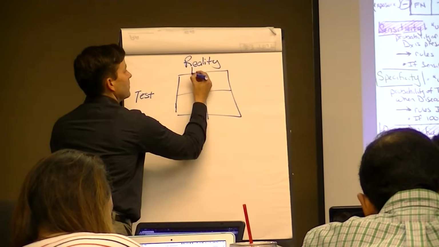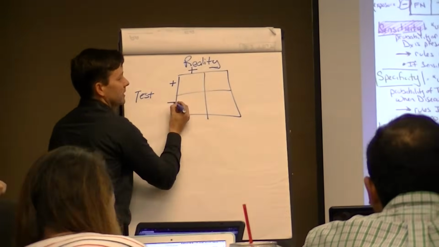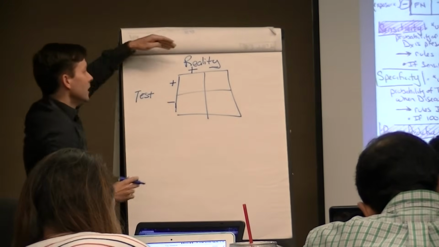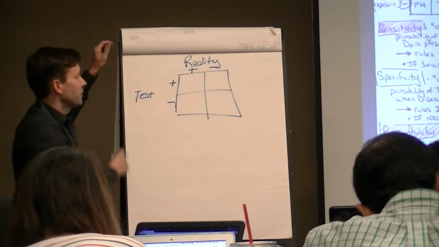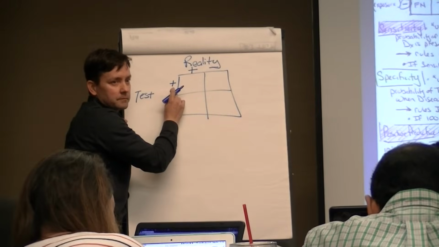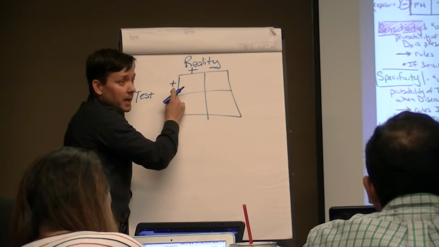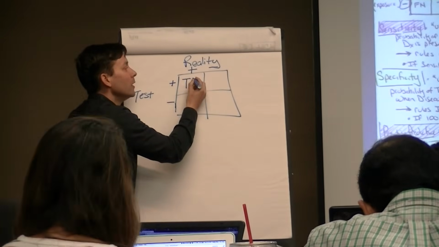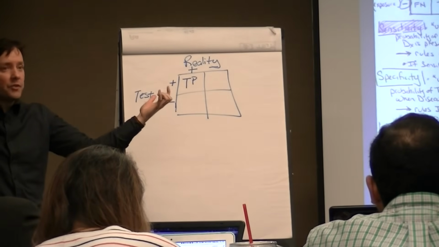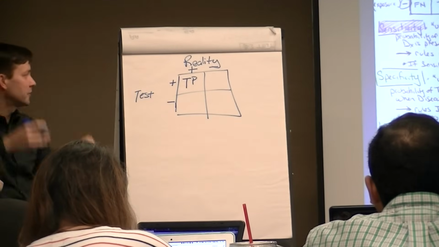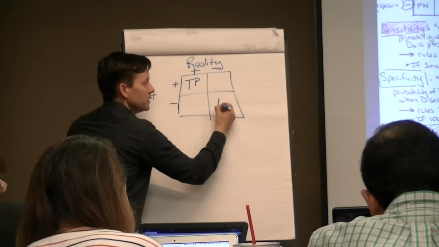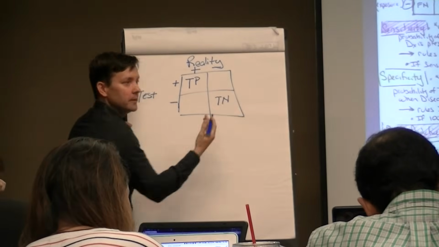And then you got to put positive, negative, positive, negative. You got to label them right, okay? You got to label them right. So, reality is on top, test is here, positive, negative. Now, if the test was positive, and in reality it was a positive, that is a true positive, right? The test was right, and in reality they had disease, and the test said they had disease. True positive. The test said they were negative, and in reality they were negative. Okay, well that's a true negative.